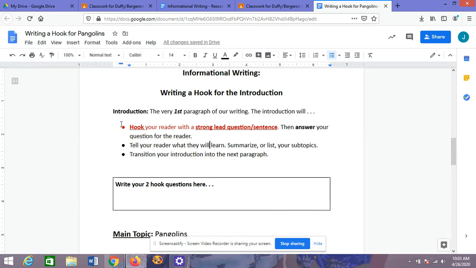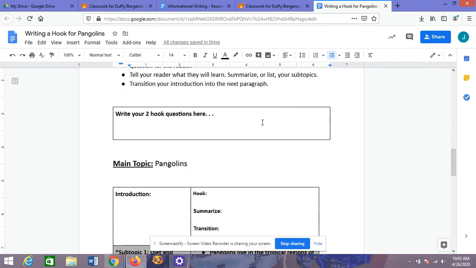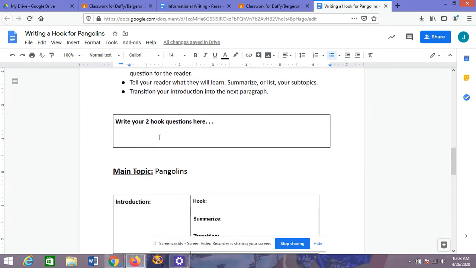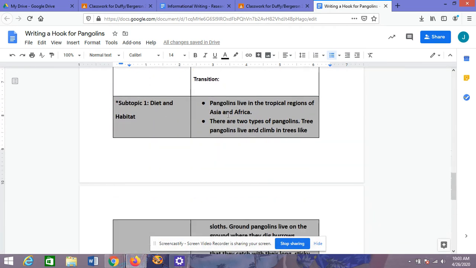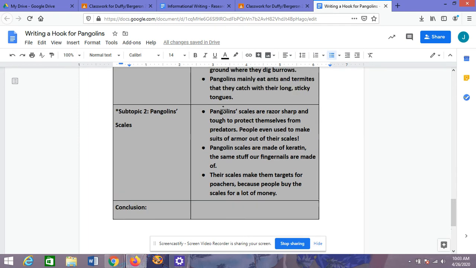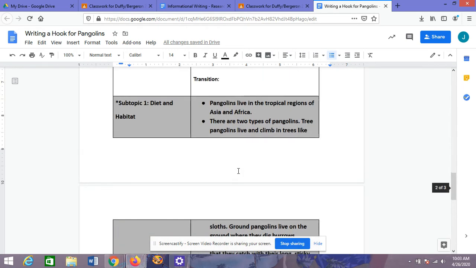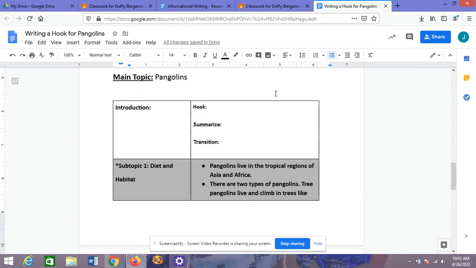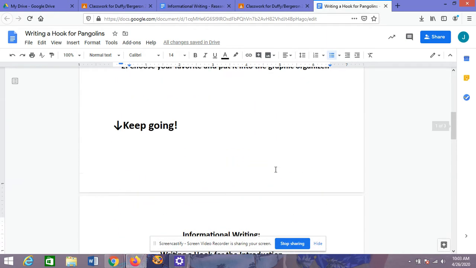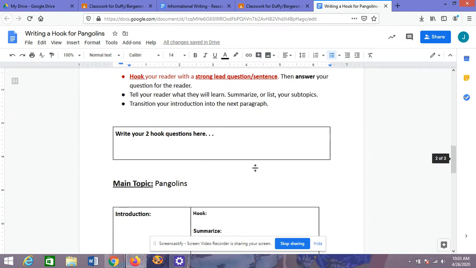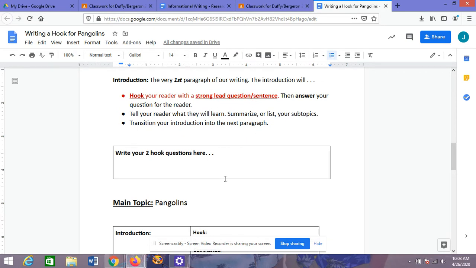We're just working this part of the first step. Hook your reader with a strong lead question sentence. So if you need information about the pangolin, if you need a refresher, you can read the graphic organizer. You can go back to the video and the article that I'll post up here on the first page. But what will that lead question sentence look like?